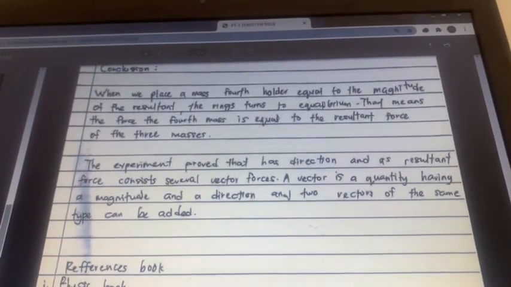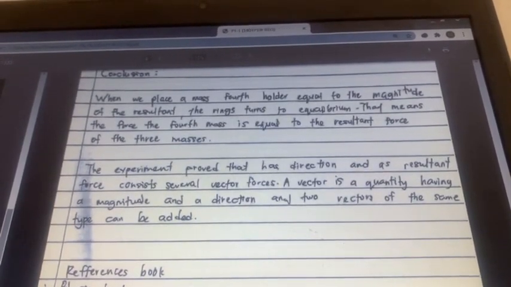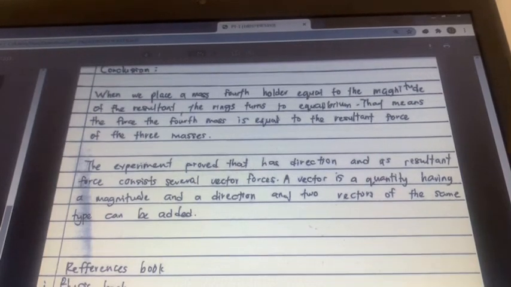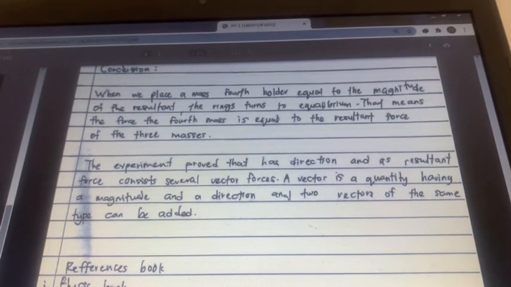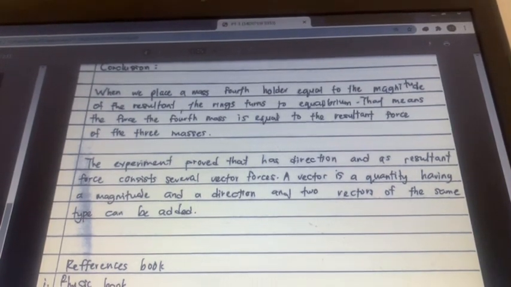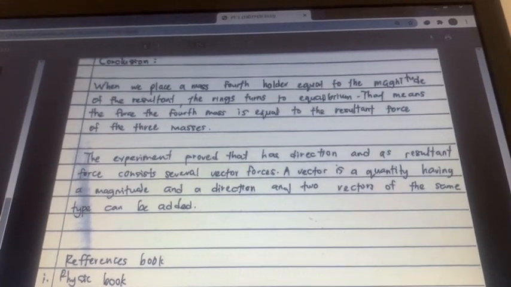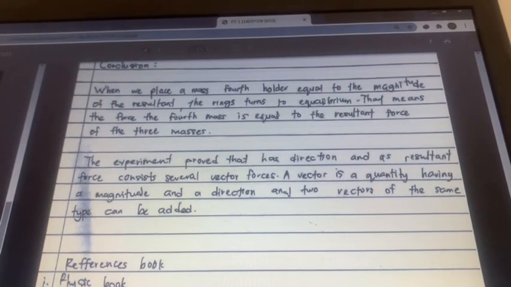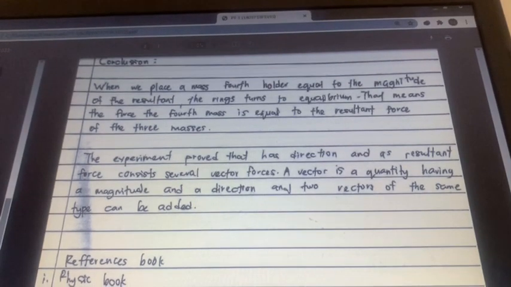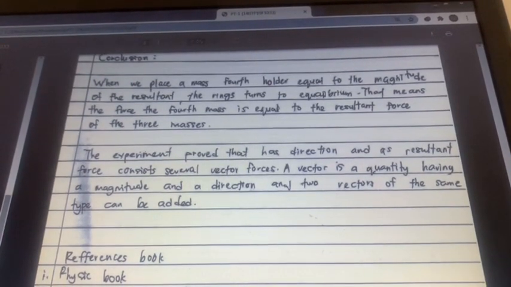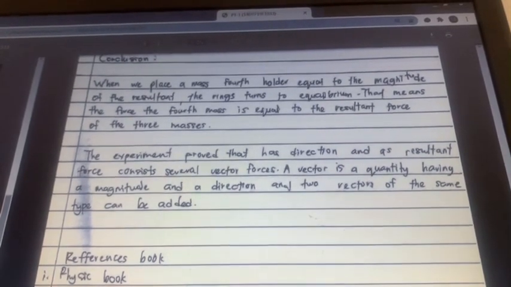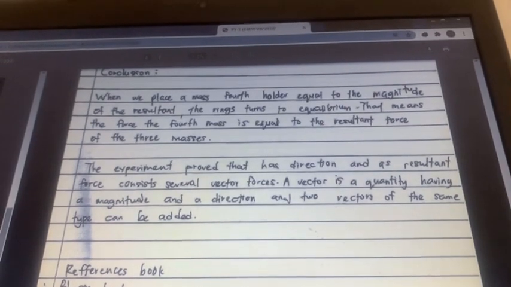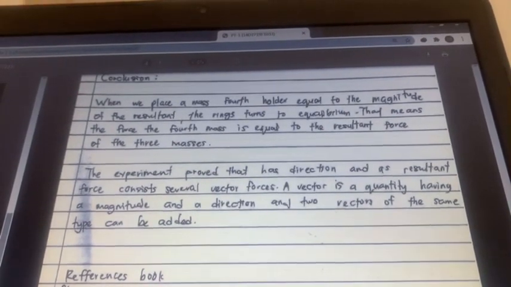So the conclusion is, when we place a mass equal to the magnitude of the resultant, the ring turns to equilibrium. That means the mass is equal to the resultant force of the three masses. The experiment proved that direction has an effect on the resultant force consisting of several vector forces. A vector is a quantity having a magnitude and a direction, and two vectors of the same type can be added.